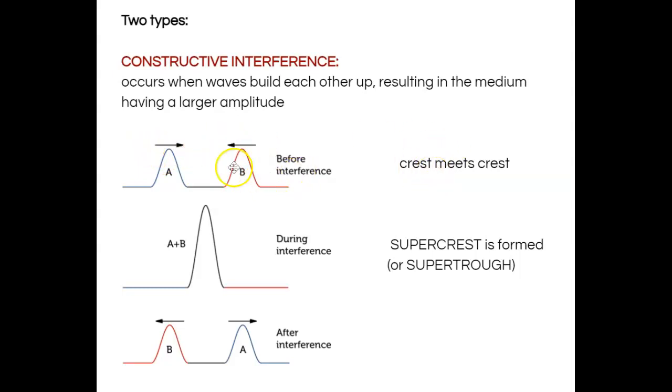And so we know that we have a crest meeting another crest, and this could just as easily have been a trough meeting another trough. We can see that the height of the resulting wave seems to be the sum of the amplitudes of those individual waves, right? And so then they go about their business and they move on after the interference, right? And so what gets created as a result of a crest meeting a crest is a supercrest. And if we end up with a trough meeting a trough, we end up with a super trough.